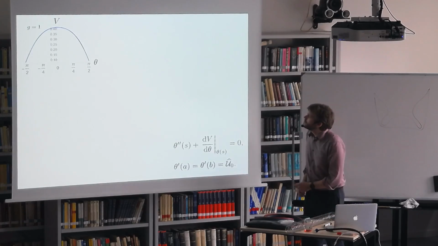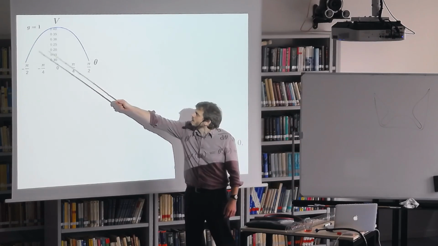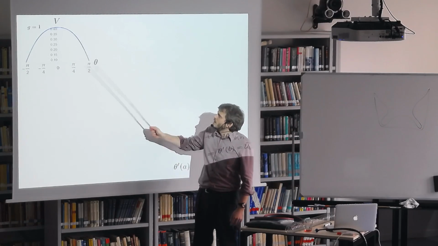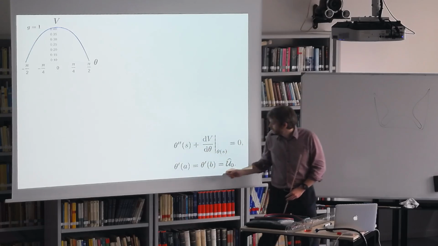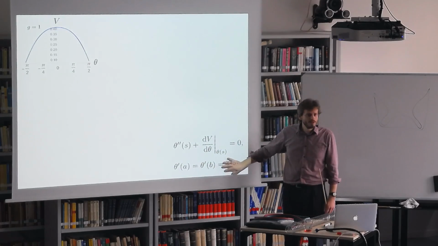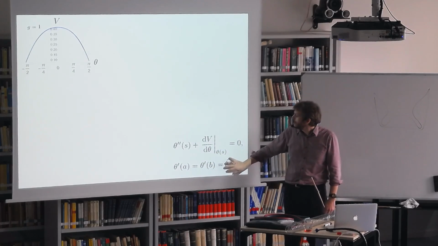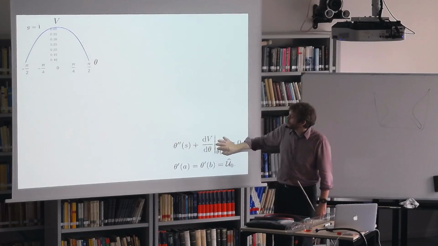So let's look at V. When G equals 1, you can find that V has this bell shape. And so let's take U0 hat equals 0 for now. So you have to find a solution for a point mass moving in the potential V.